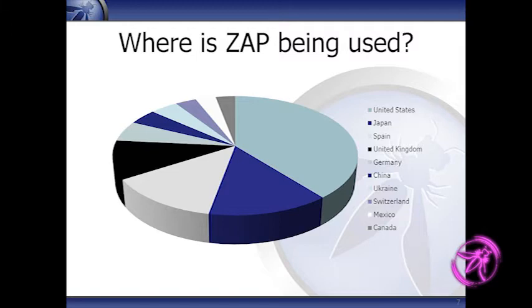Okay, the States at the top, we've got countries like Japan, Spain, Germany, China. And if you look at it, actually, the English-speaking world is probably about 50%. So non-native English speakers probably make up about 50% of the Zap user base, which I think is great. And the fact that we have translations in Japanese, Spanish, German, Chinese, that might have something to do with it. So if you have got an open source project and you want to have more people use it, internationalize it, and then get people to translate it.